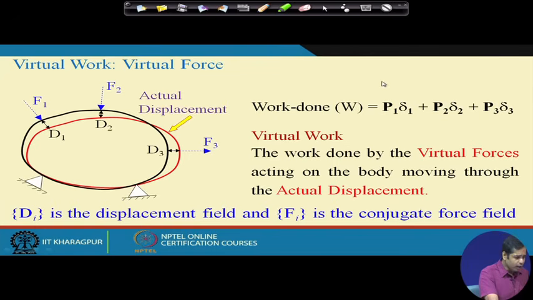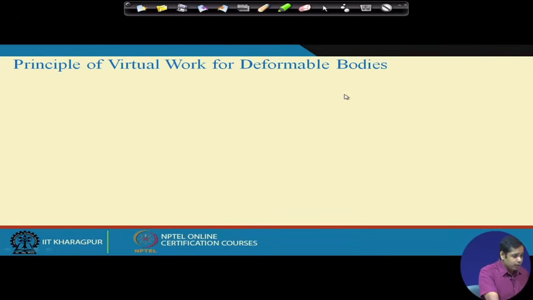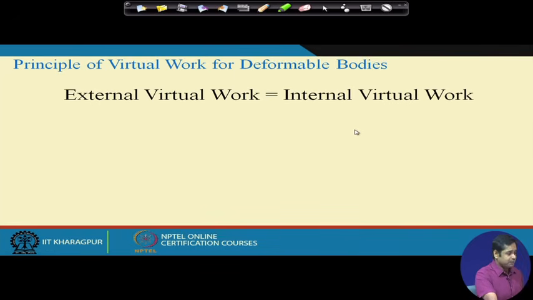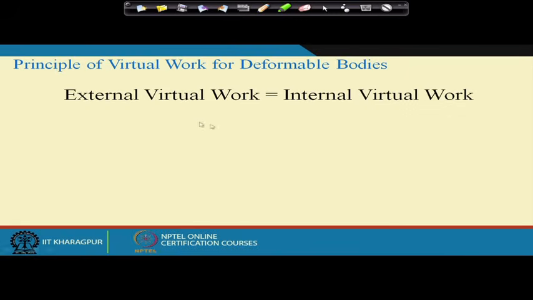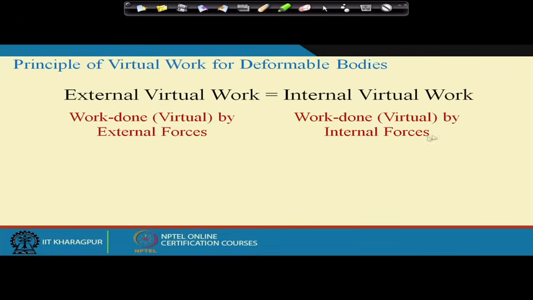Now, the principle of virtual work for deformable bodies says that the external virtual work is equal to the internal virtual work. The external virtual work is the virtual work due to the external forces, and the internal forces are those developed in the structure, a deformable body, due to the external forces, and the associated virtual work is the internal virtual work. So we have work done by external forces and work done by internal forces.